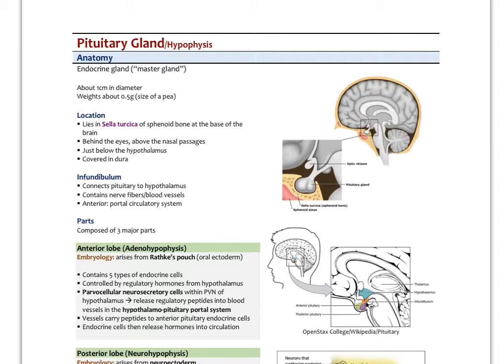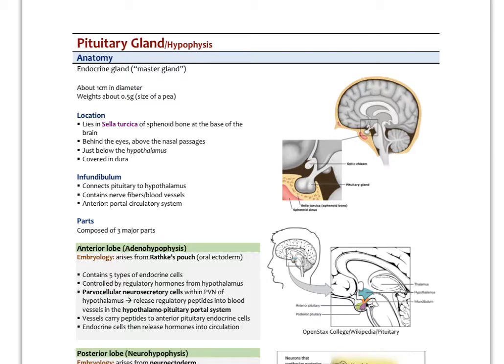So now let's look at the pituitary, or the hypophysis, in detail. We can think of this as our master gland, although it's quite small. It's about 1 centimeter in diameter. It's really about the size of a pea. But this little gland regulates pretty much all of your major hormone secretions from all the glands in the body. It lies in a little bony cavity called the sella turcica.